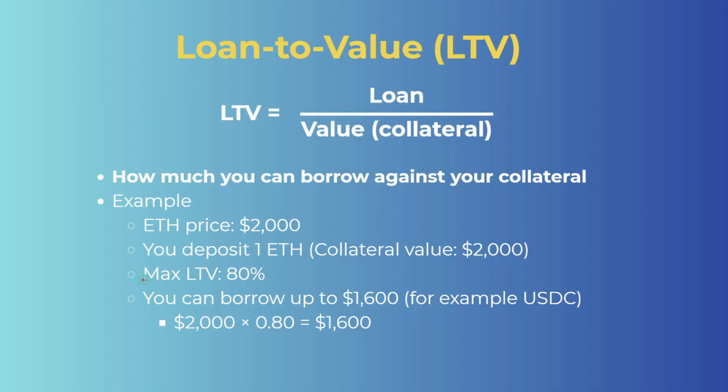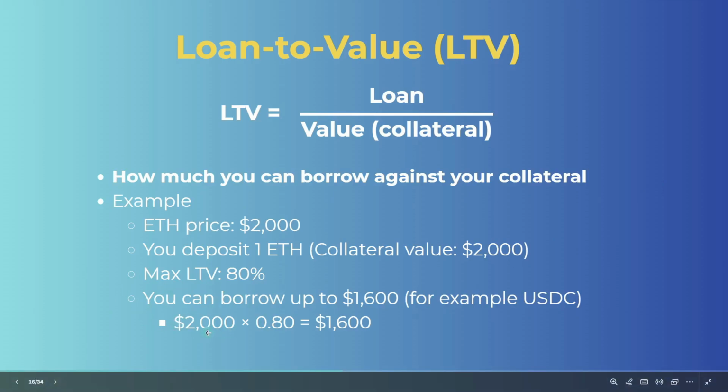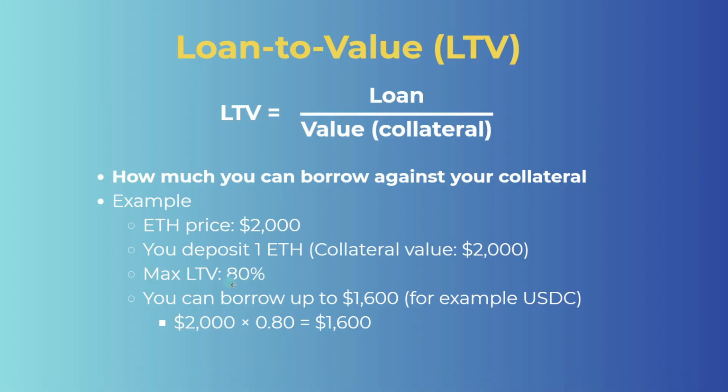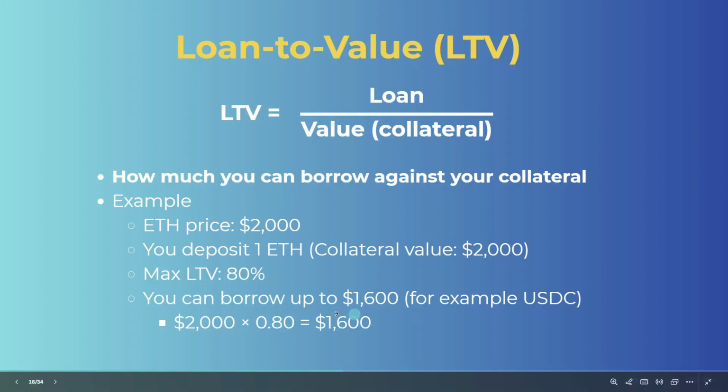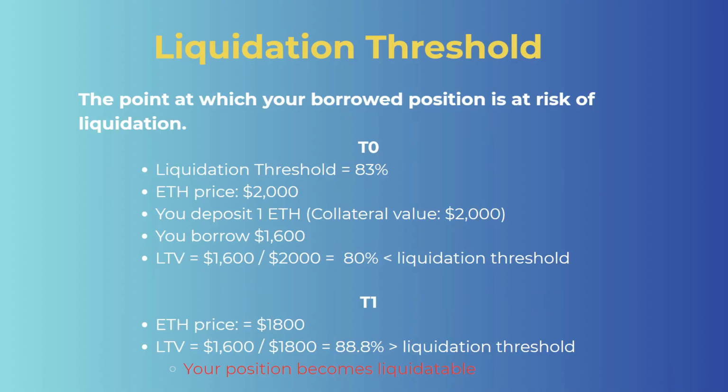The max loan to value is 80%, so you can borrow up to $1,600 of USDC. The maximum that you can borrow will be $2,000 times the max loan to value, which is 80%, so 0.8, which is $1,600. So the concept of liquidation threshold is very important.